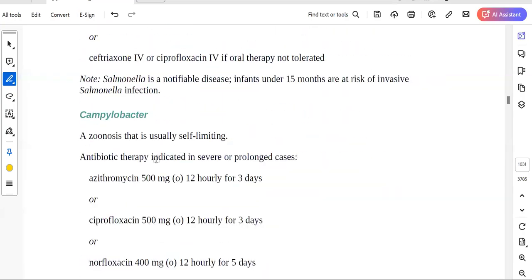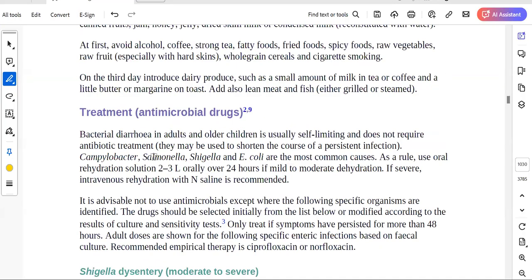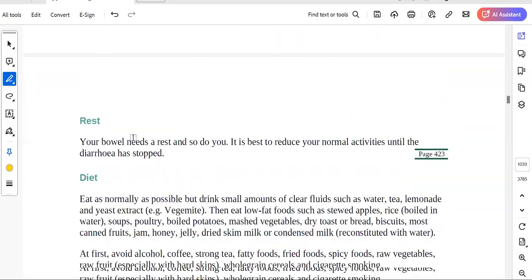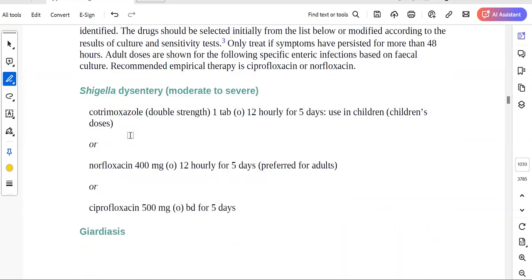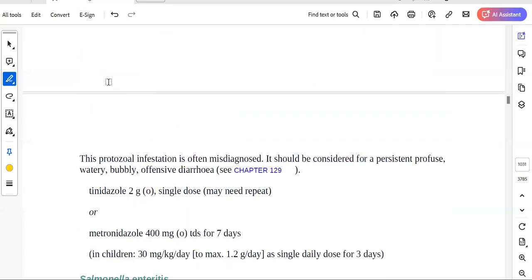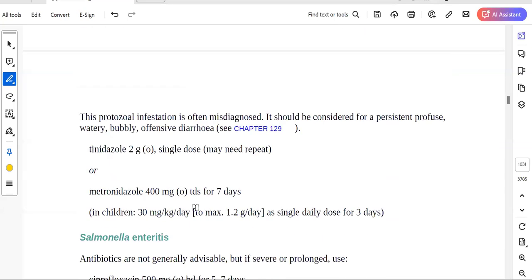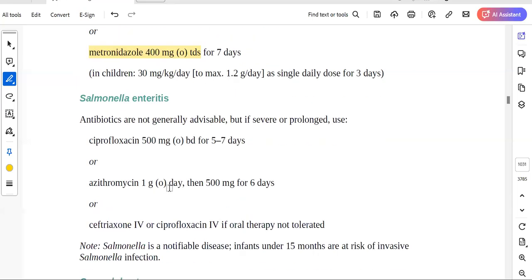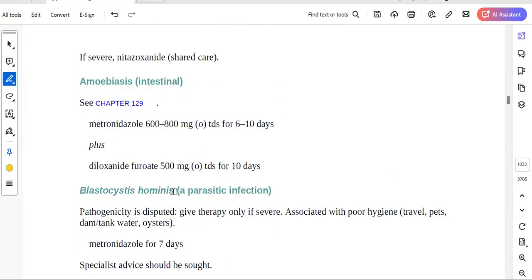So you can go through traveler's diarrhea by yourself. Just remember the name of the antibiotic. Sometimes they can say that the patient has had stool microscopy and culture, and it came back positive for Shigella. What is the treatment of choice? Cotrimoxazole. What is the treatment for giardiasis? Metronidazole or tinidazole. So just remember the name of the antibiotic for this.